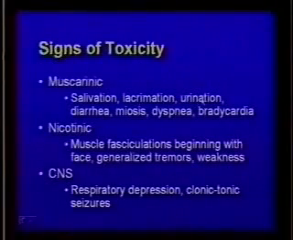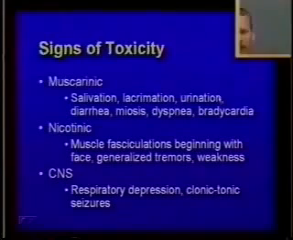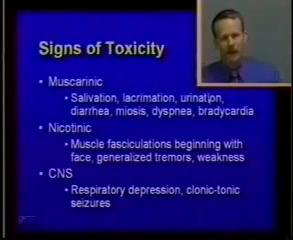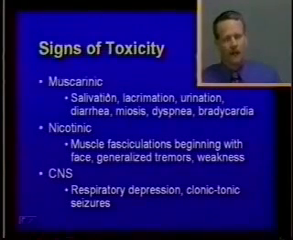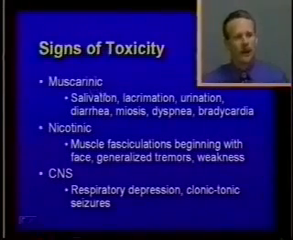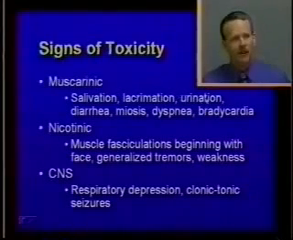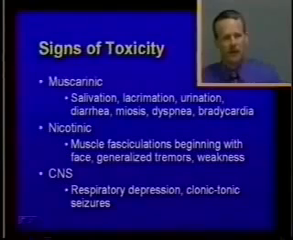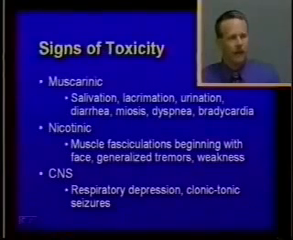The signs of toxicity that we'll see from organophosphates and carbamates fall into three categories depending on the type of receptor that's being affected. The first category would be muscarinic signs based on effect at the muscarinic acetylcholine receptor. And these are the traditional SLUDGE symptoms: salivation, lacrimation, urination, diarrhea, miosis of the pupils, dyspnea, and bradycardia.